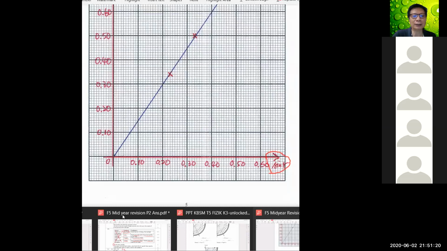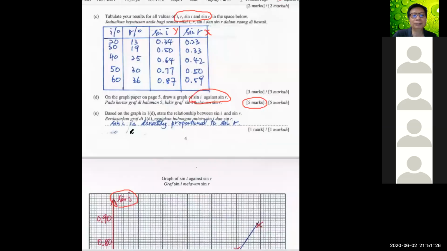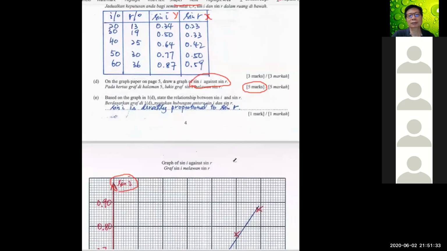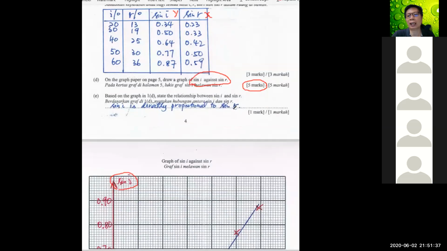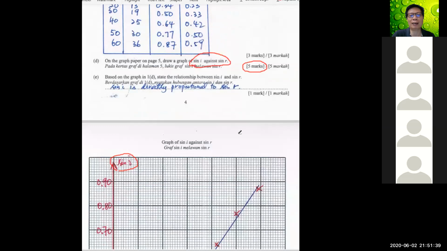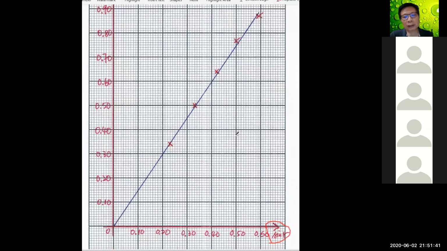Now you can see the answer. The relationship is here. Sin I is directly proportional to sin R. Okay. Sin I directly proportional to sin R. So the graph. So remember all your paper 3, do carefully. Definitely you will get a question plotting a graph one, I tell you. Okay.